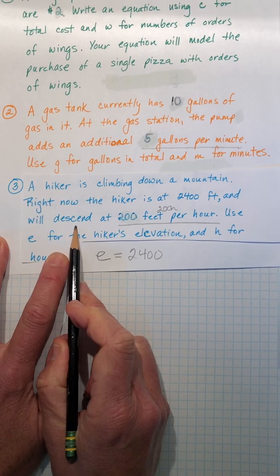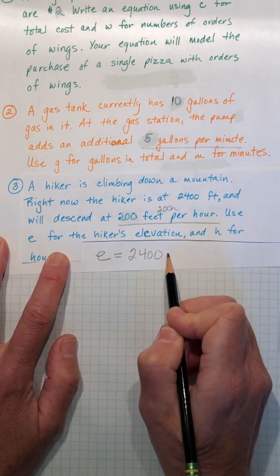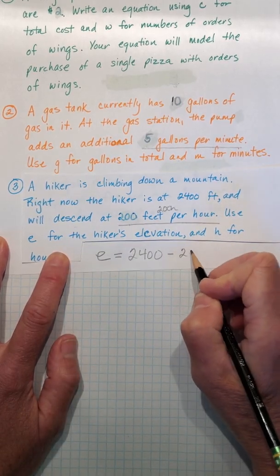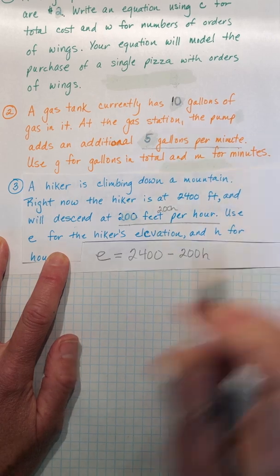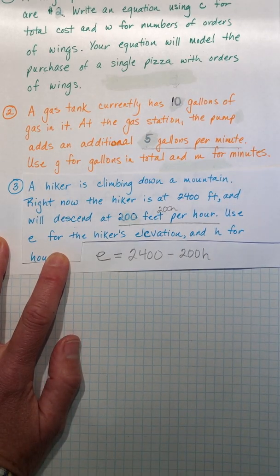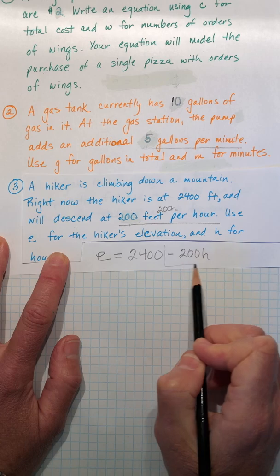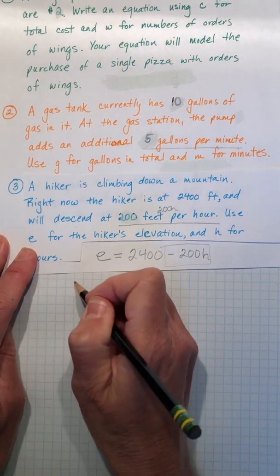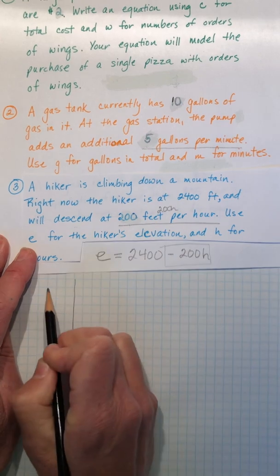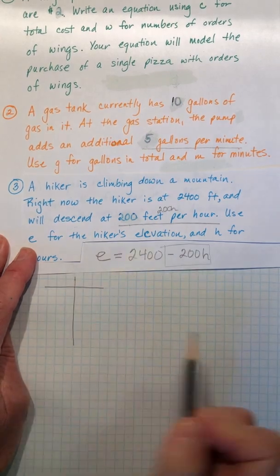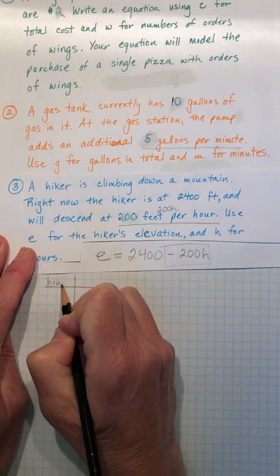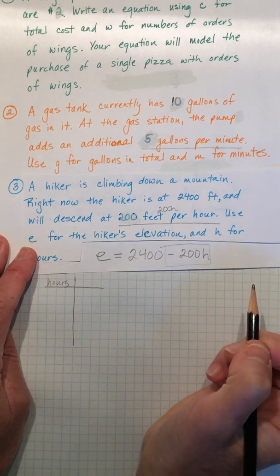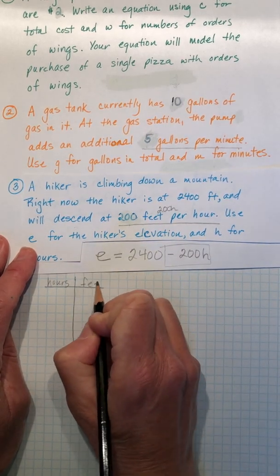Descend means go down. That is a negative rate of change. And I box that in, you can see that that's a negative rate of change. So here we go. Let's do our table. Again, if you've got time, it goes on the left. And let's see, this will be the feet.